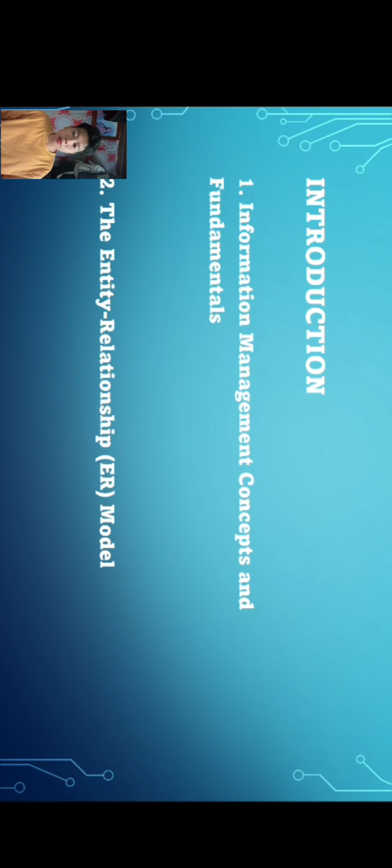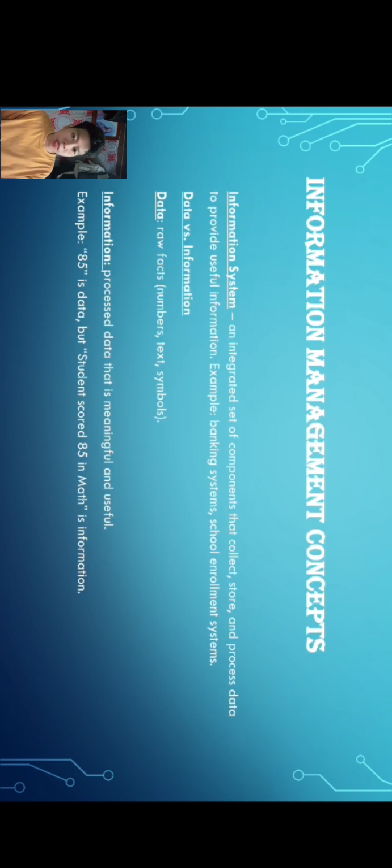So we're going to start with information system. An information system is an integrated set of components that collect, store, and process data to provide useful information. Examples: banking system, school enrollment system. It is simply a set of tools and processes that help us collect, store, and process data. Think of a school enrollment system. Students input their data, the system processes it, and the school gets useful reports. Without an information system, businesses and organizations would find it very hard to operate efficiently.